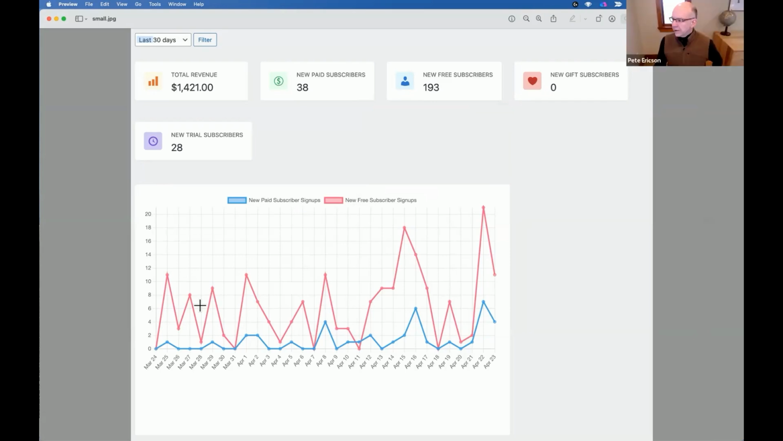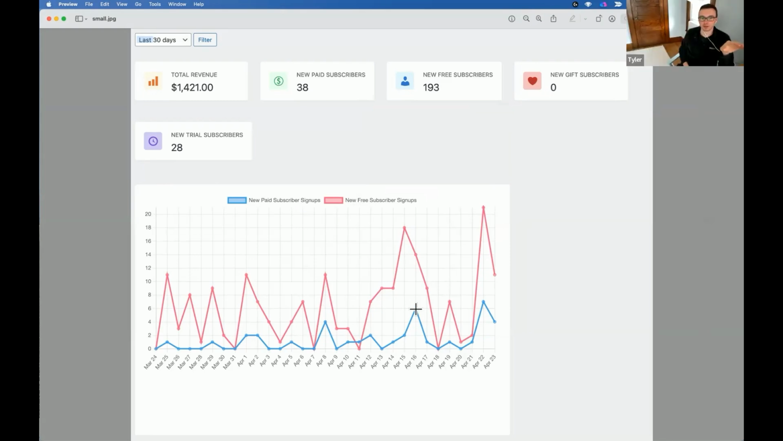So one of the things I've been looking at, a lot of these charts, and one thing I noticed is that when you get a surge in free subscribers, look at this peak, look at this peak over here, you get a surge in paid subscriptions. Why does that happen?